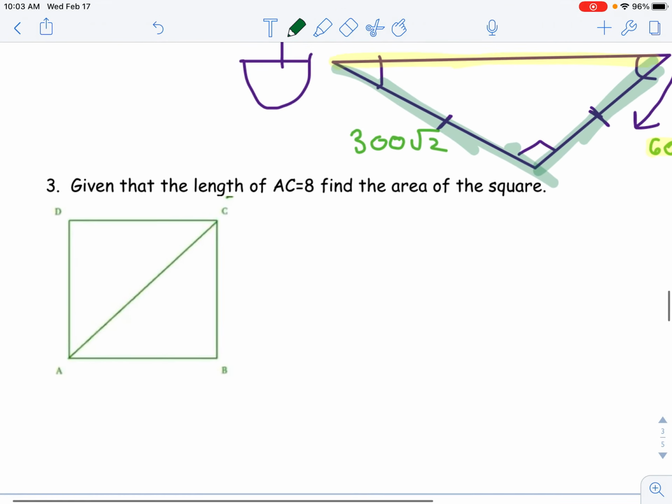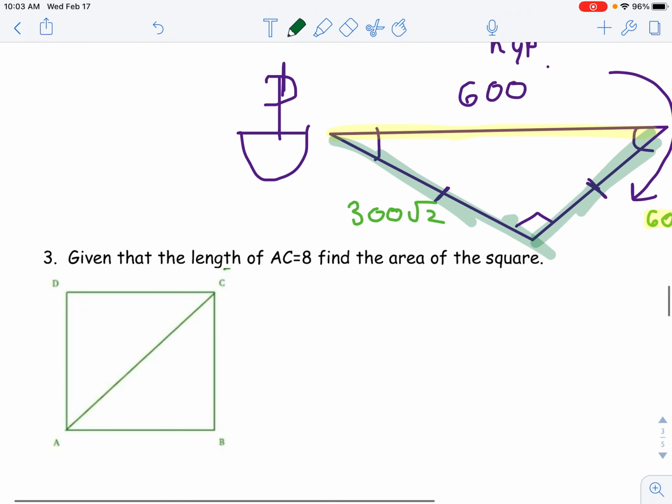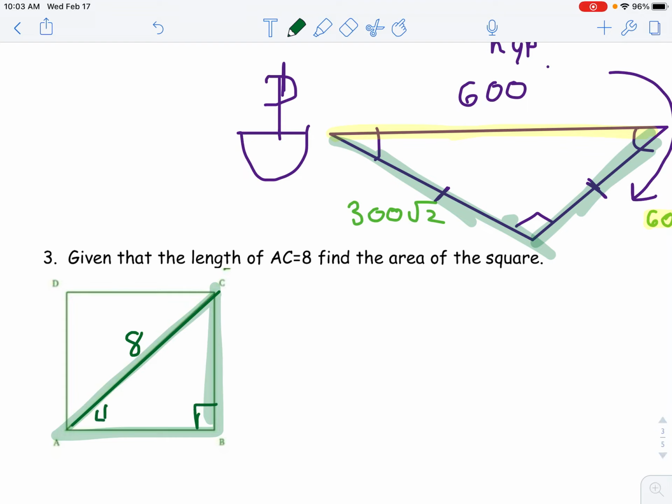Now, given the length of AC is equal to 8, find the area of the square. So the length of AC is 8. All right. So this is a square, so let's emphasize the square. That means that this is a 90-degree angle. And fun fact, the diagonal makes 45-degree angles. So really we just need to find the legs.